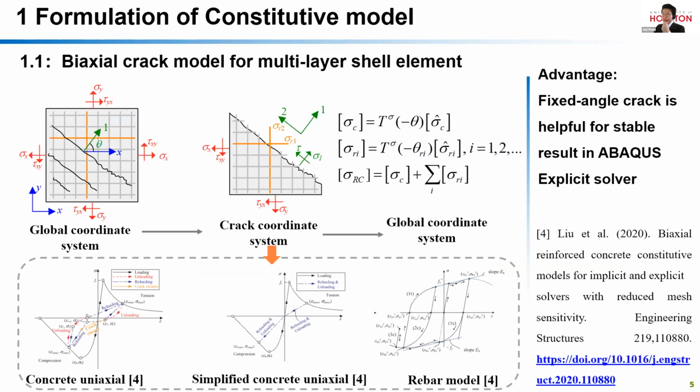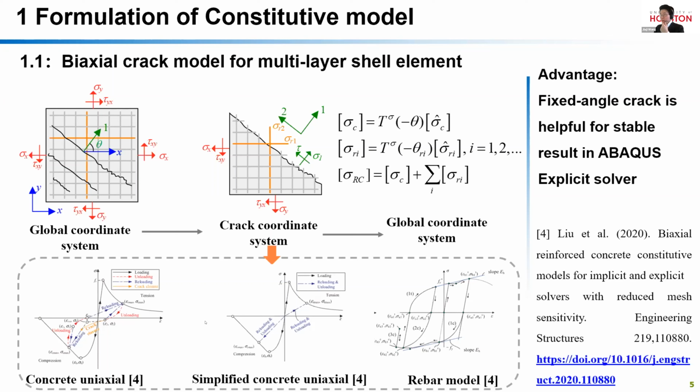First, we developed the orthogonal crack model for the multi-layer shell element based on the decoupling assumption. The decoupling assumption assumes that concrete stress can be decoupled in the crack coordinate system upon initial cracking. Therefore, the biaxial model of concrete can be assembled directly from these uniaxial concrete models in the crack coordinate system. After the stress updating in this crack coordinate system, the stress can be rotated back to the global coordinate system.